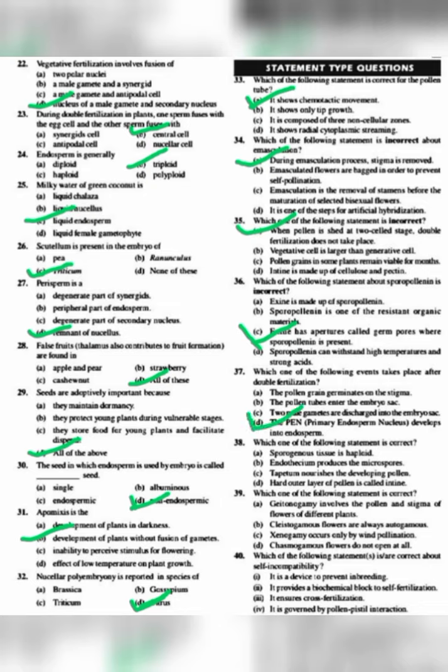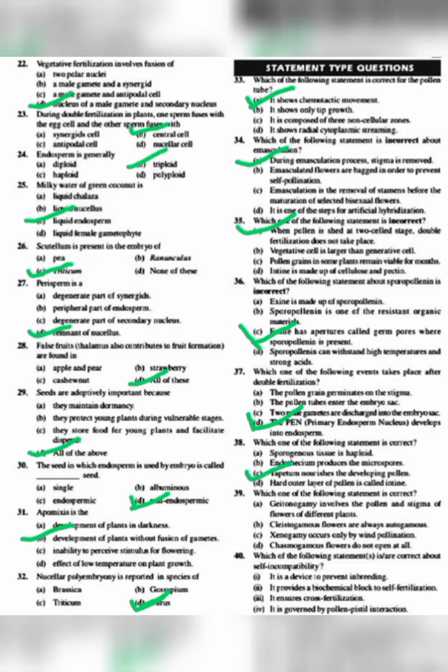Okay. 38. Which of the following statements is correct? A. Sporogenous tissue is haploid. B. Endothecium produces the microspore. C. Tapetum nourishes the developing pollen. D. Hard outer layer of pollen is called the intine. So what we know is that the sporogenous tissue is always diploid. Endothecium is the second layer of the anther wall and performs the function of protection and helps in dehiscence of the anther to release the pollen. Hard outer layer of pollen is called the exine, but tapetum always nourishes the developing pollen. So 38, it is coming C.